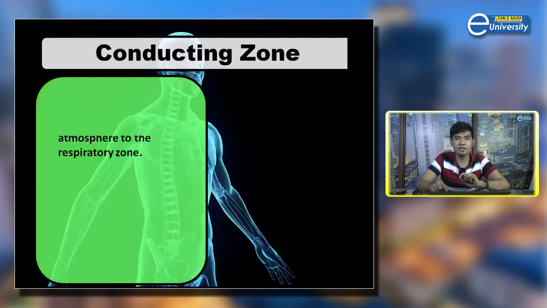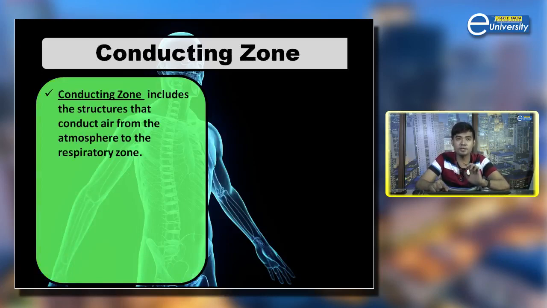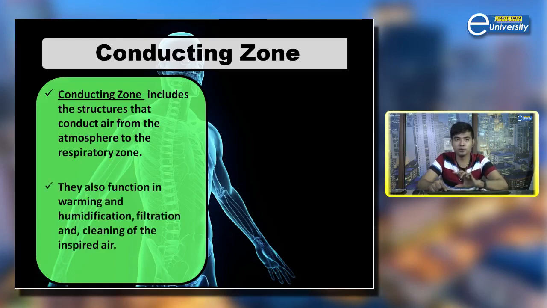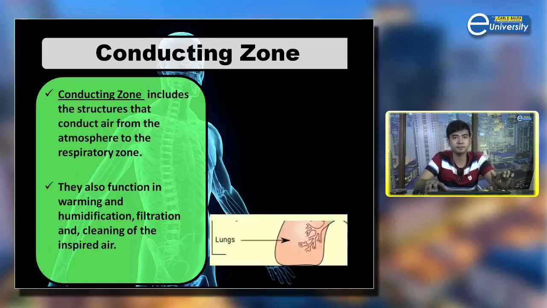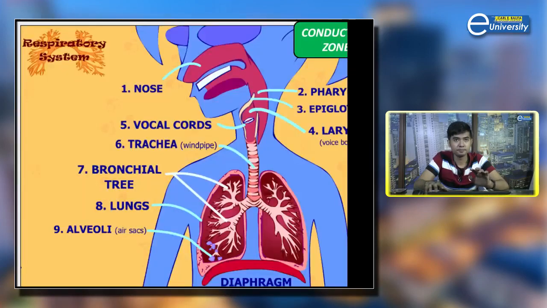So let's start with the conducting zone. The conducting zone includes the structures that conduct air from the atmosphere to the respiratory zone. They also function in warming and humidification, filtration, and cleaning of the inspired air. So filtration occurs in the nostril, since the hair present in the nostrils, called the cilia, is responsible for filtering out microorganisms or dust.